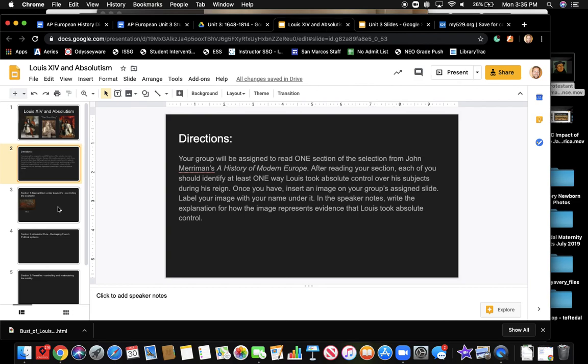From that one section, I want you to find one piece of evidence that Louis took absolute control over his subjects during his reign. When you find that piece of evidence, I want you to then find an image that represents what Louis did. In the speaker notes, I'm then going to have you explain that piece of evidence.